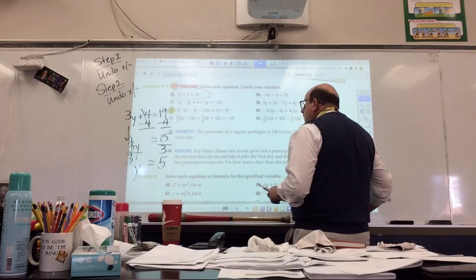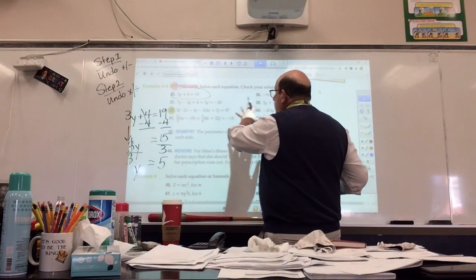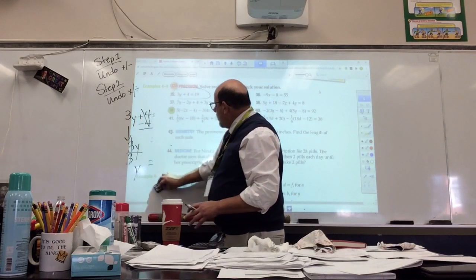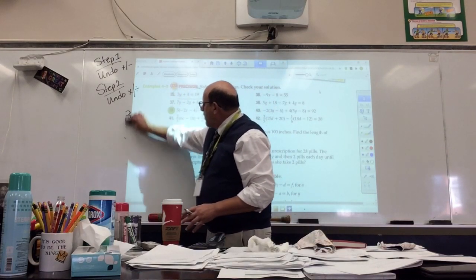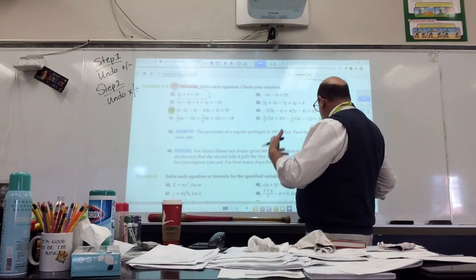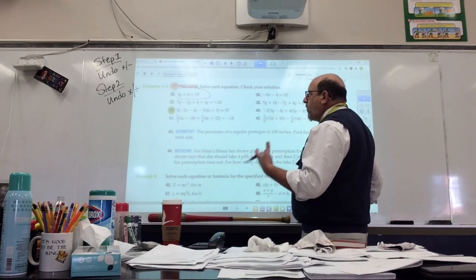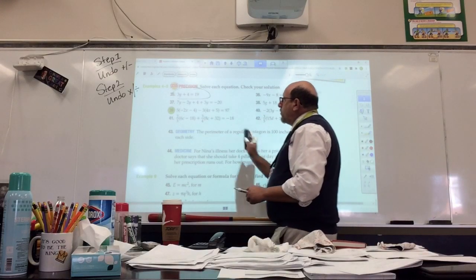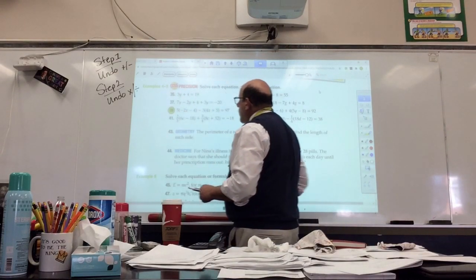What I want to do is look at one of the next equations here and show you that it gets to be just a little bit more difficult, and you may have to do some things first before you can actually move into that two-step equation, right?